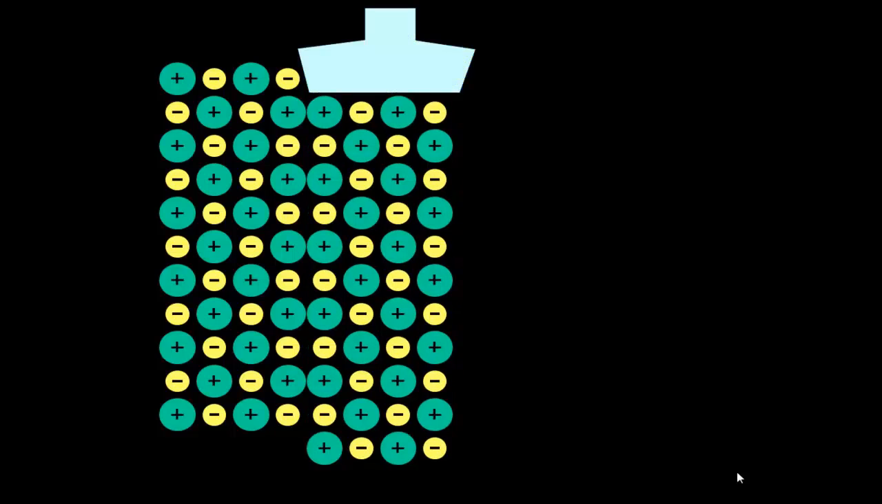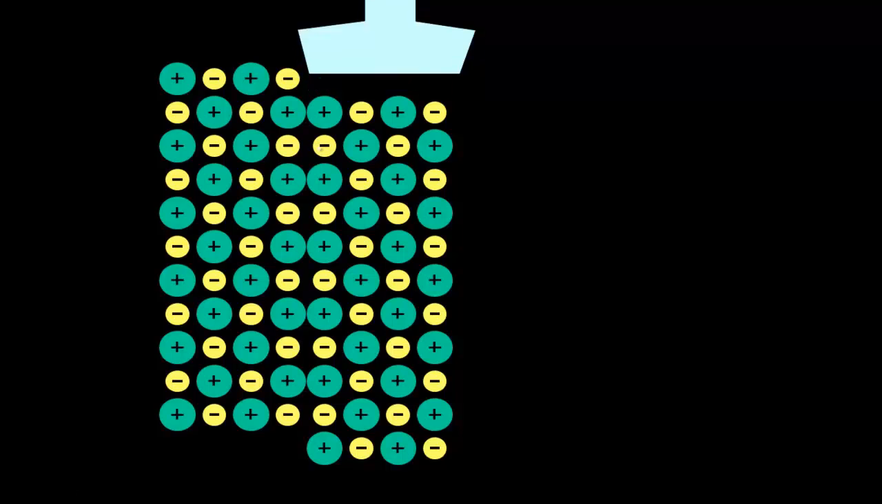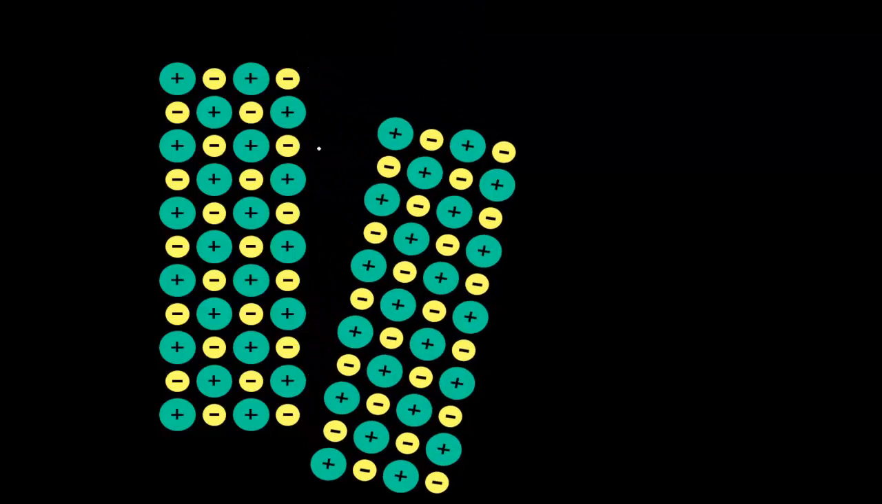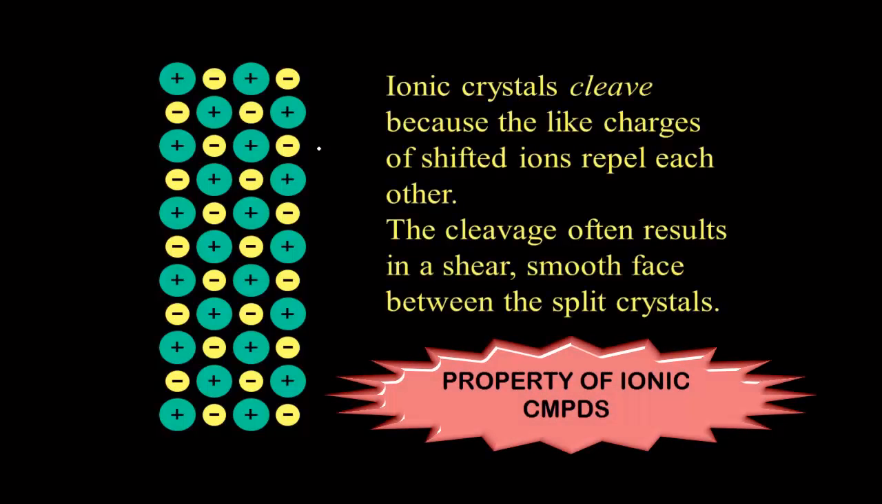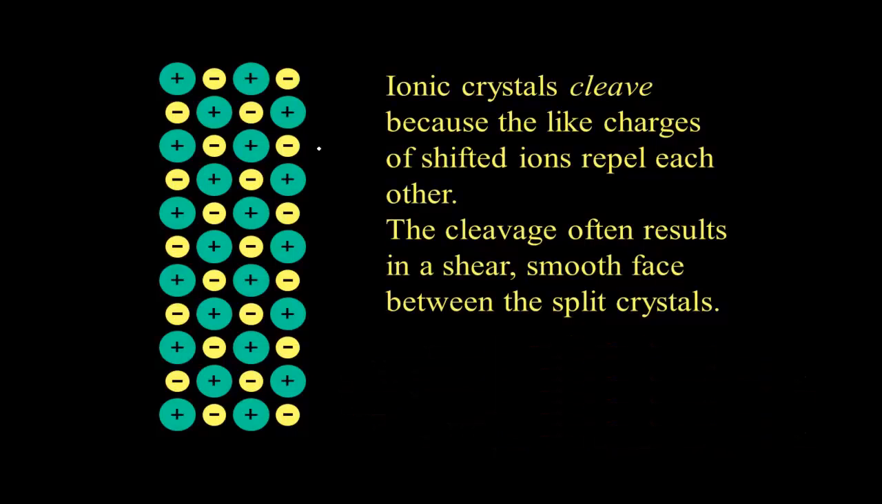So no matter how you hit it, you're always going to come to some point where like charges are lined up. And so if like charges are lined up, the result is going to be a great deal of repulsion, and that's going to split the crystal. And when ionic crystals cleave, they often leave a very sheer, smooth face if you do it carefully because of the way the opposite charges line up. All right, back to metallic crystals.